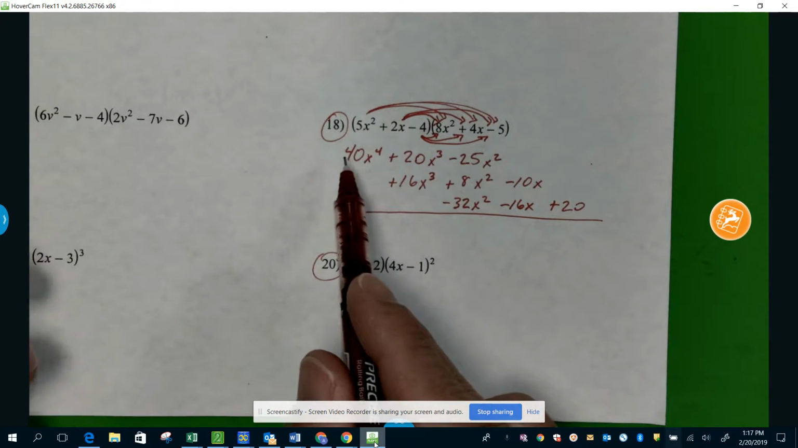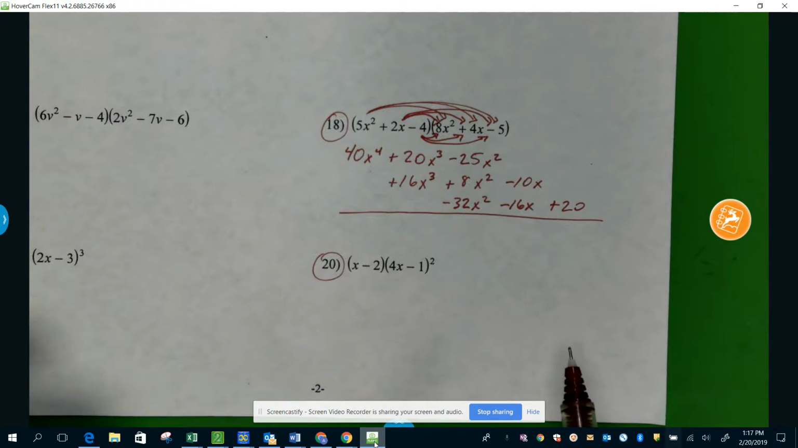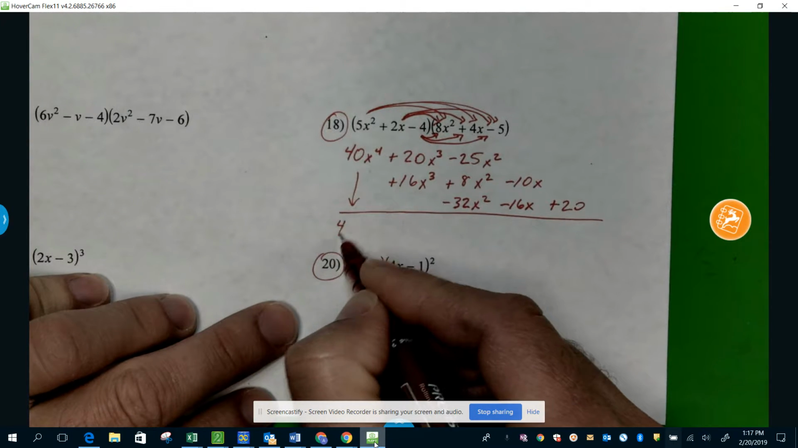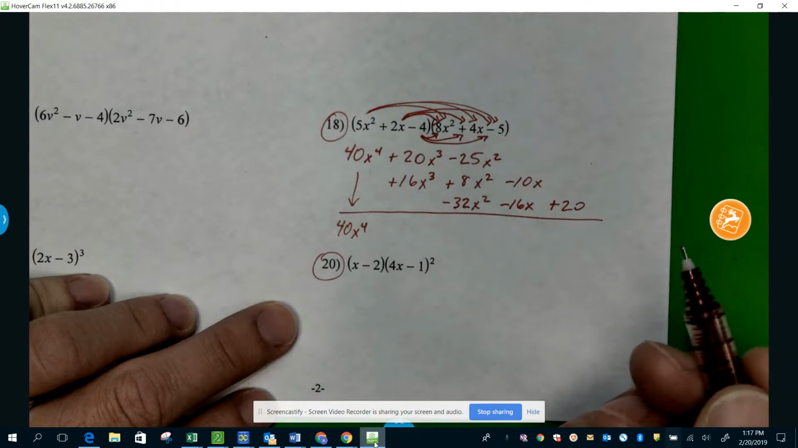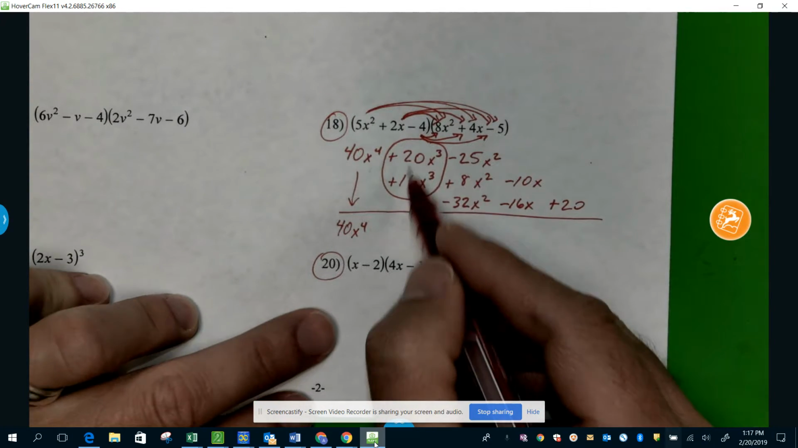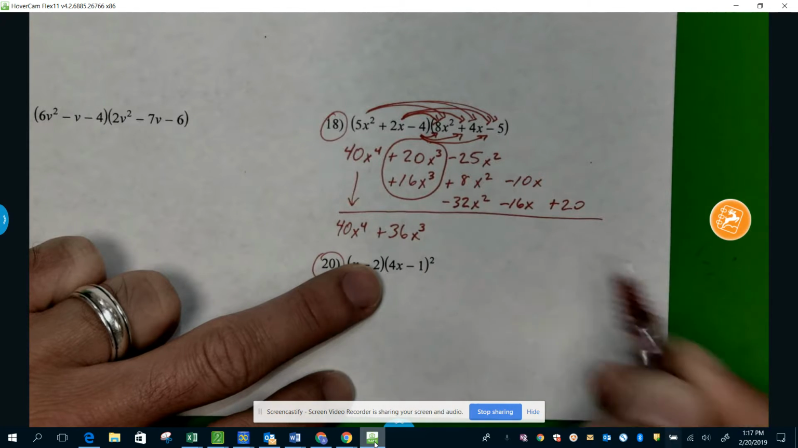Okay, so instead of writing these all the way out, you're going to run out of room. Stack them on top of each other so you don't run off the page. X to the fourths, all I have is 40 x to the fourths, nothing to combine them with. X cubed, 20 plus 16, that's 36 x cubed.